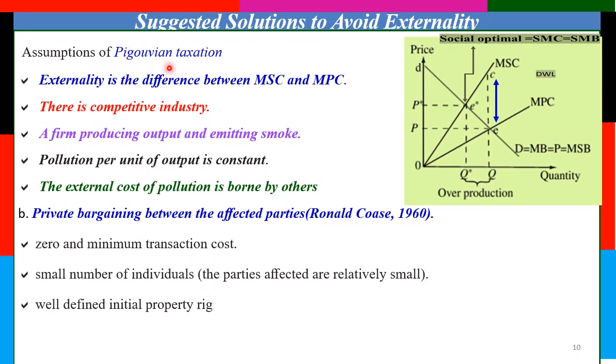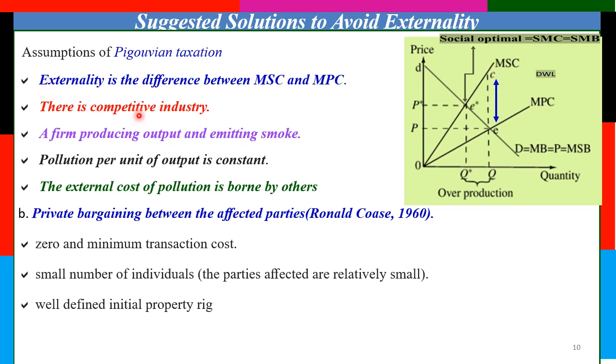Assumptions of the Pigovian taxation. Number one, externality is the difference between the marginal social cost and the marginal private cost. When we say externality, it means this vertical line, the difference between marginal social cost and the marginal private cost. This vertical line is the externality.